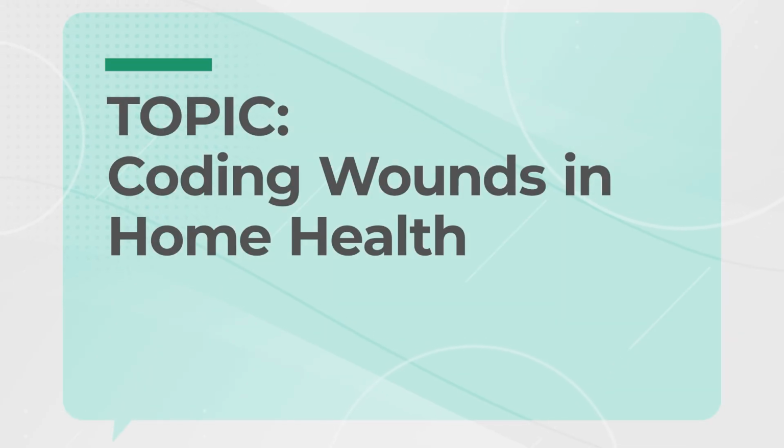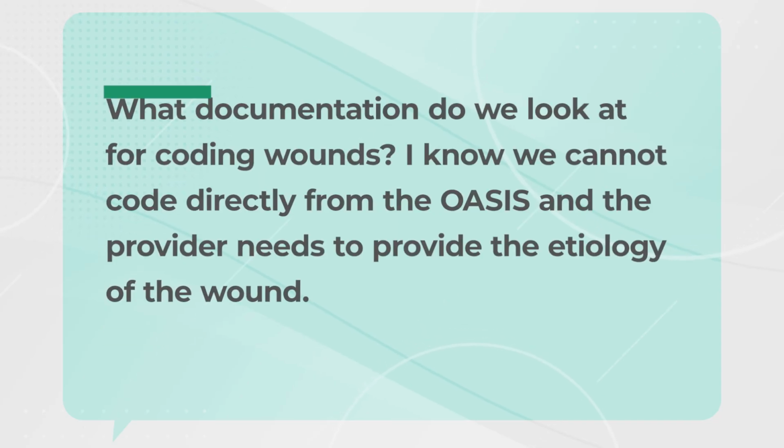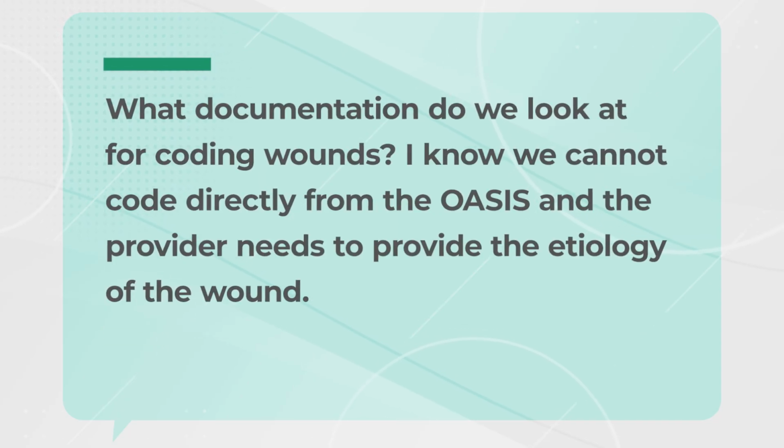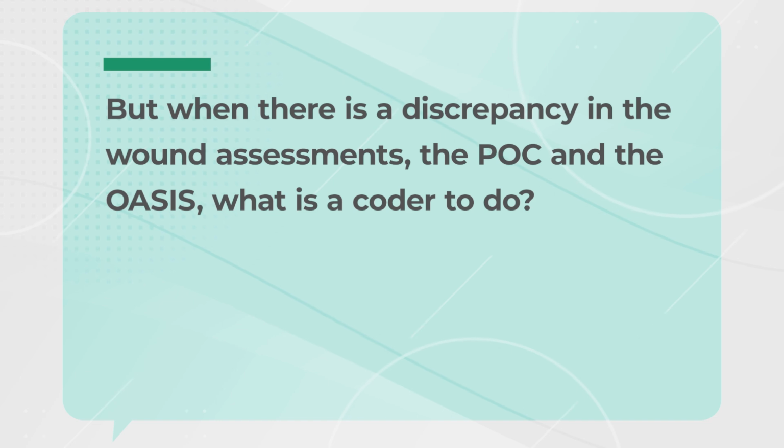This week's question relates to coding wounds in home health. What documentation do we look at for coding wounds? I know we cannot code directly from the OASIS, and the provider needs to provide the etiology of the wound. But when there is a discrepancy in the wound assessments, the plan of care, and the OASIS, what is a coder to do?